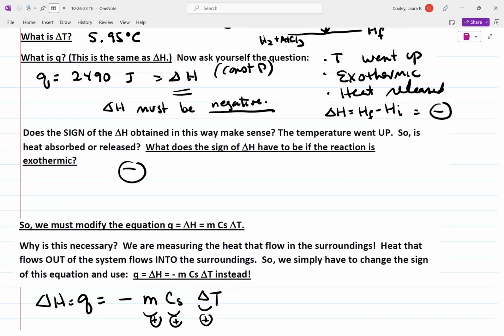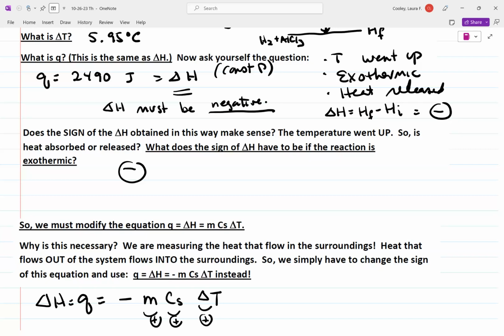We're measuring the temperature in the surroundings. You can't measure the temperature in the system. You can't stick a thermometer in the aluminum or inside. You can't measure that the heat is flowing out of that system, so you have to measure it in the surroundings. That's where we measure everything. So any heat that leaves the system is entering the surroundings.